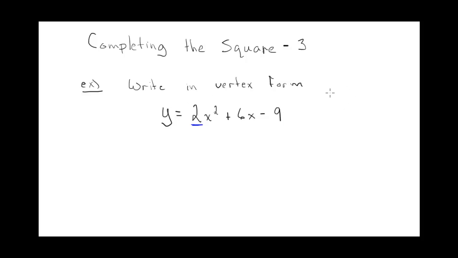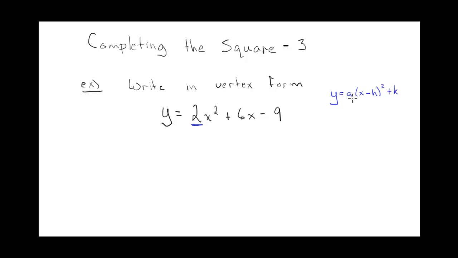So remember, vertex form. We want to write this in vertex form, so we want to complete the square. Vertex form looks like this. And in all the examples we'd done before, the a value had been 1. So when we made it a perfect square, we didn't have to worry about that a value. In this case, we're going to have to sort of deal with the a value first.